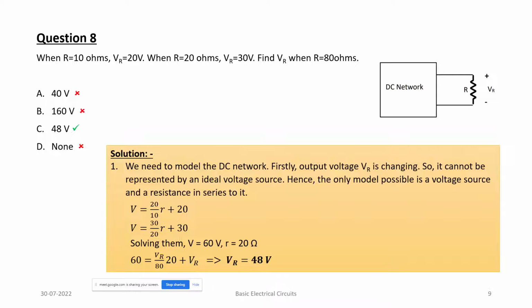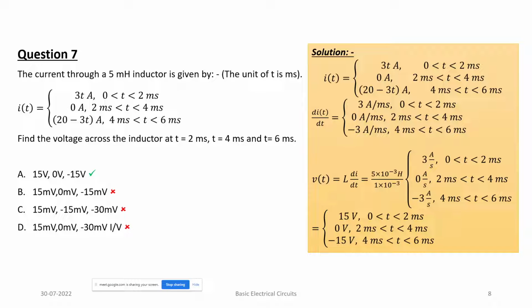Okay, so we have a DC network. We do not know what's inside it. It's a black box, and we have a resistance connected to a port that is taken out. So when the resistance is 10 ohms, the voltage across it is 20 volts. When the resistance is 20 ohms, the voltage across it is 30 volts. How to find out VR when the resistance is 80 ohms? So how to do this problem?